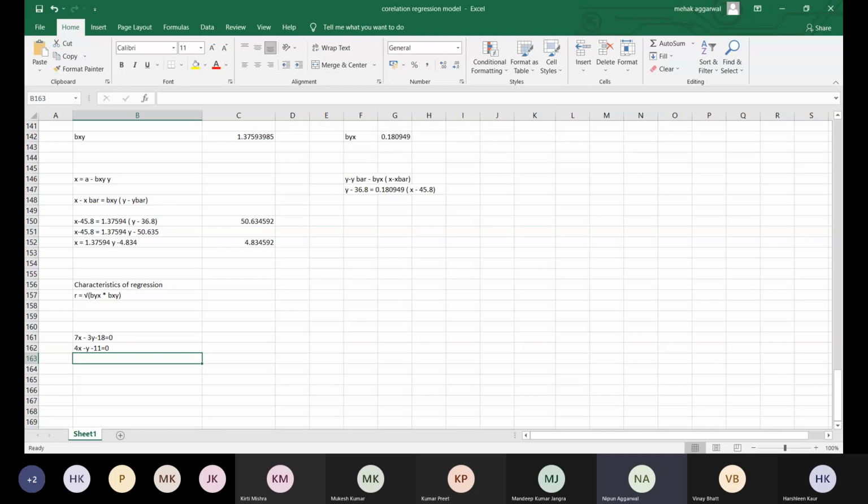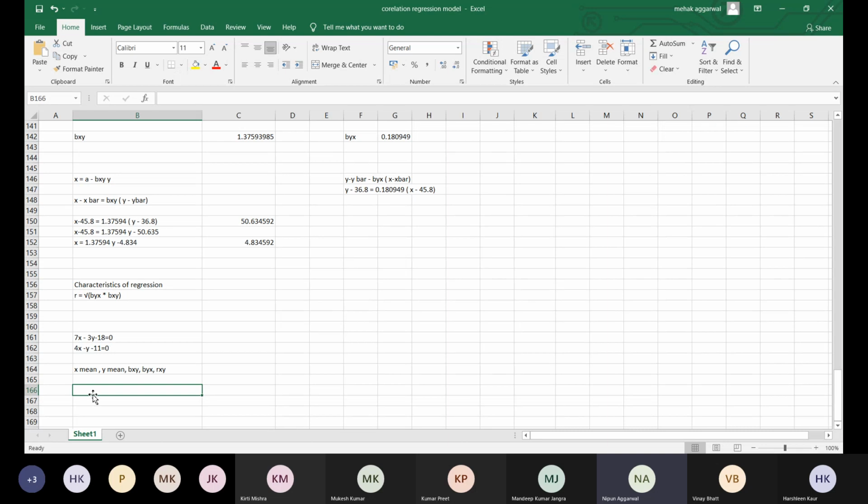From these two regression lines, you have to calculate the value of x mean or x bar. So x mean you want to calculate, y mean you have to calculate, then byx and rxy. All these things you have to calculate from the given equations.